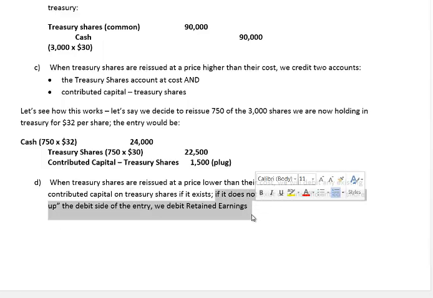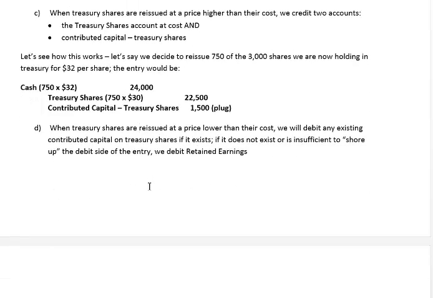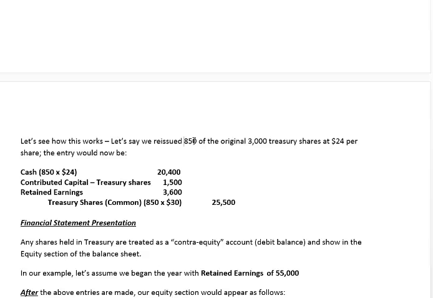So now let's create a little scenario to show this. Let's say now we reissued 850 of the original 3,000 treasury shares at $24 a share. So the investors are now giving us $24 a share when we reissue them. But don't forget, we paid $30 to buy them back. So we're going to take in the cash on the 850 shares that we're reissuing to the investors at $20,400. We are going to credit the treasury shares, so we're going to reissue the shares, but don't forget, it's at the cost that we bought them at, which is $30 when we bought them back and held them in treasury. So we're issuing them at that same price.